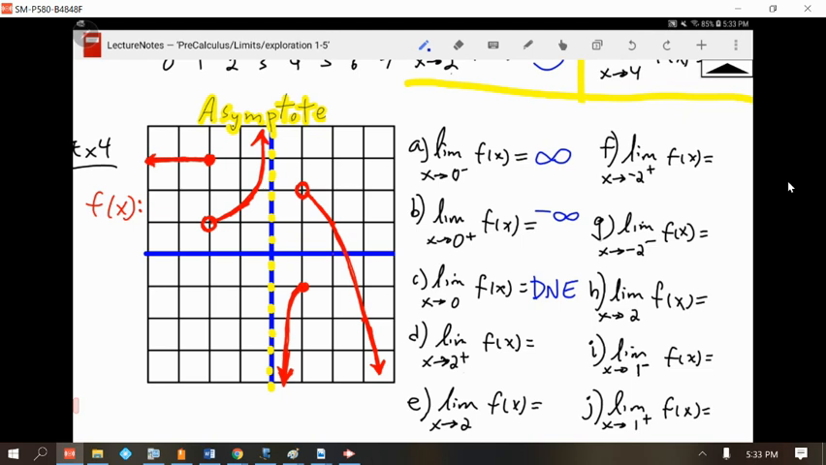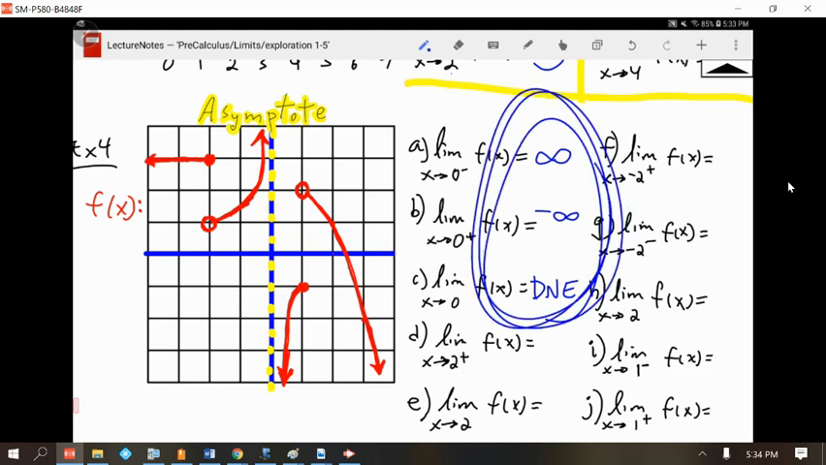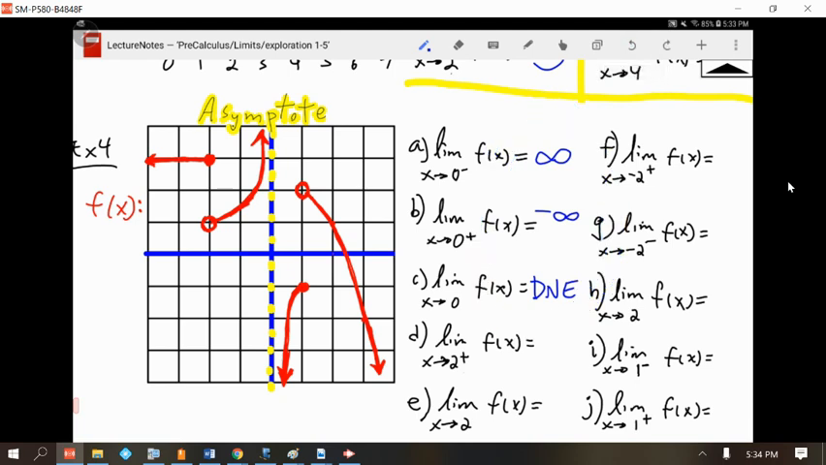All right, that's been enough on that. So whenever there's asymptotes, you're going to have one of those three answers. Those are the asymptote answers. When it's a vertical asymptote: infinity, negative infinity.